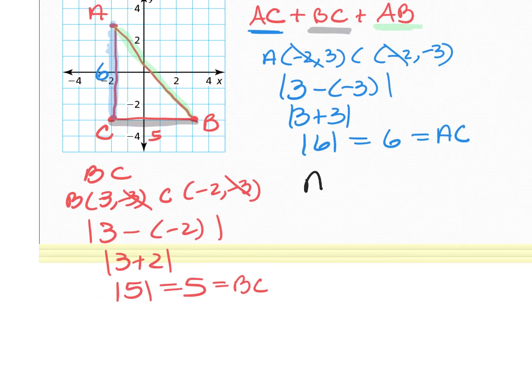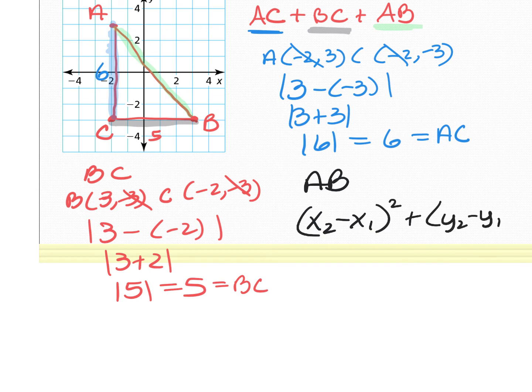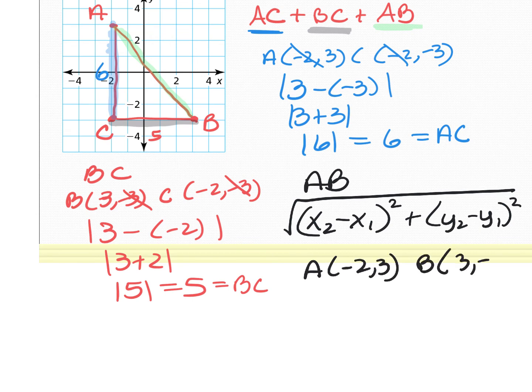So for AB, we're going to be using x sub 2 minus x sub 1 squared, and then subtract the y's, and it's all under the square root. So the ordered pair for A is -2, 3. Ordered pair for B is 3, -3. So I'm going to go ahead and assign my x1, y1 to one of the ordered pairs and do the same thing for the other one. And it doesn't matter which one. So I'm going to say this is x1, y1, and this will be x2, y2.